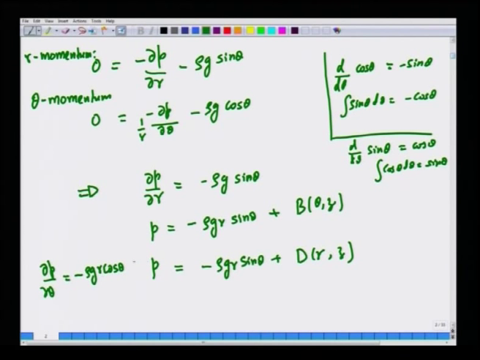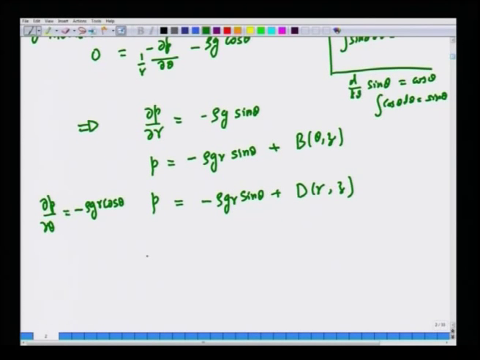Now, if I compare these two relations, I can say that p has to be minus rho g r sin theta plus a constant. In order to be consistent, this cannot be a function of theta or r, and has to be just a function of z, some function of z, so that partial p partial z will be a function only of z.